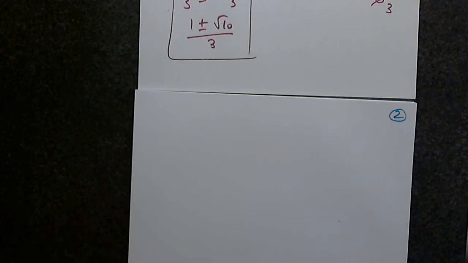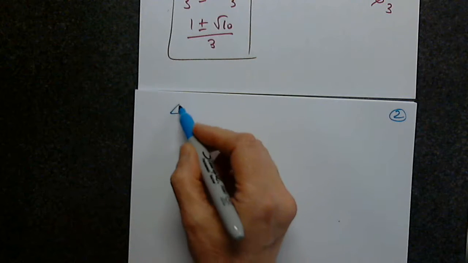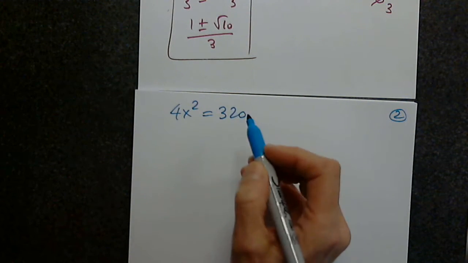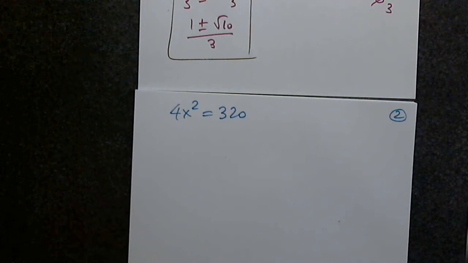Okay. Very good. 4x squared equals 320. And then 320... It has to be the way you think is best. Very good. So I chose the one where you square both sides and stuff like that.